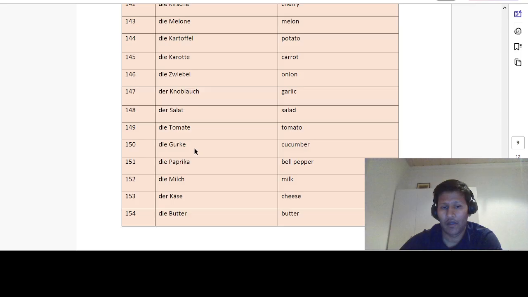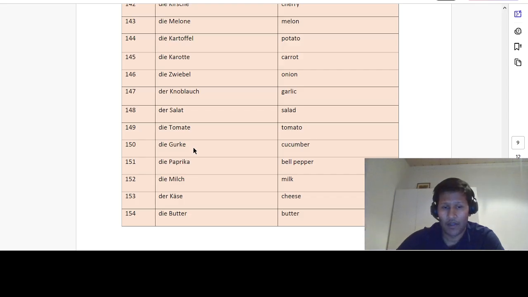Gurke, cucumber. Once you visit German shops you will see these every single day, so you will remember them. But for now, just see this again and again and memorize it. It's very important. The more words you see written, the more you will remember forever. These are very easy now for me because I have seen them in German shops every single day. In the beginning it might be a little mind-boggling, that's so many words, but these are pretty simple words.